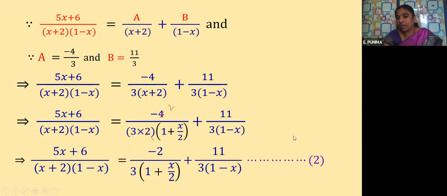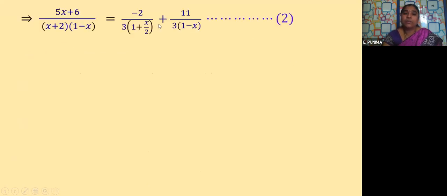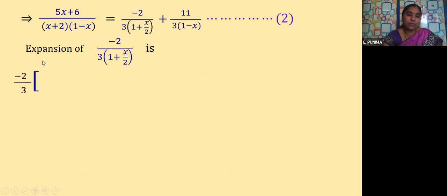Now it is our equation number 2. Now what is our equation number 2? This is the equation number 2. Now what I am trying to do is expansion of minus 2 by 3 into 1 plus x by 2. What is this expansion here? How can you expand this? We have a fraction formula, no?